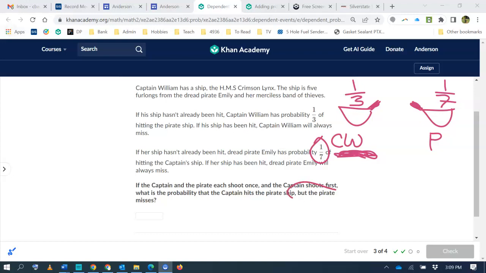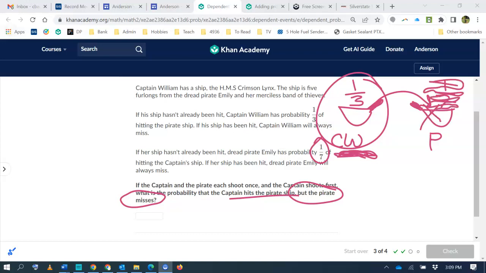Well, this back part right here, the pirate misses. It will always miss if the captain hits. So that's a guarantee, if the captain hits. And what are the chances that the captain hits? It's 1/3. So this captain shoots first, 1/3 chance it hits. And if it hits, then this one will never, ever have a chance of hitting back. Or missing. It doesn't matter. It's a miss every single time. So the chances here are 1/3.